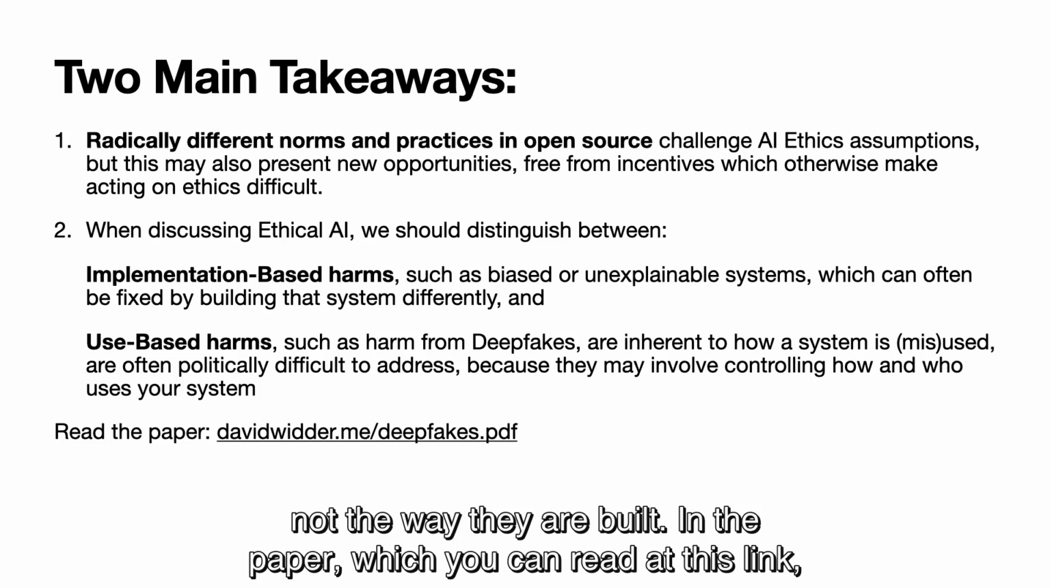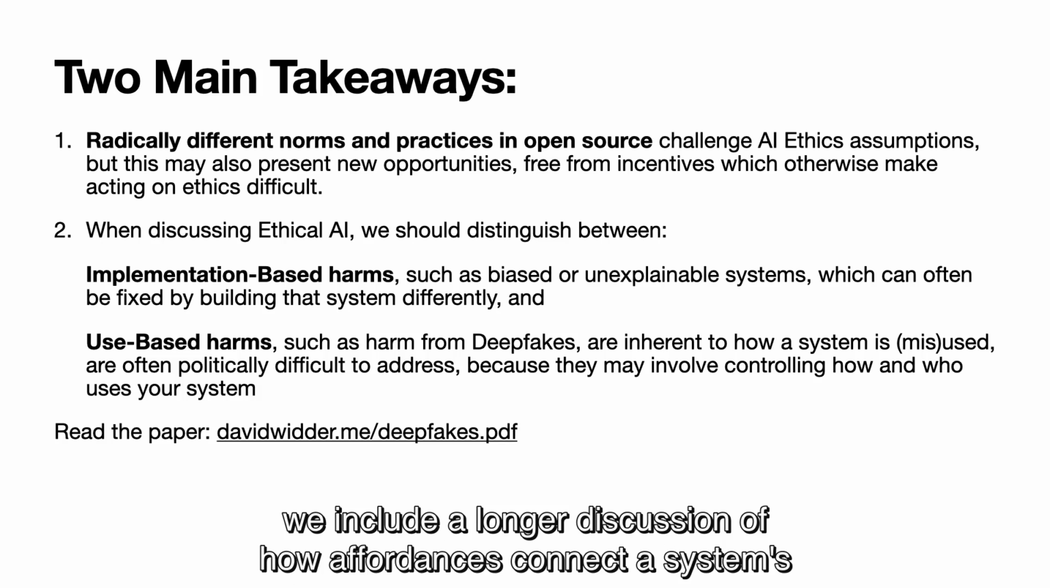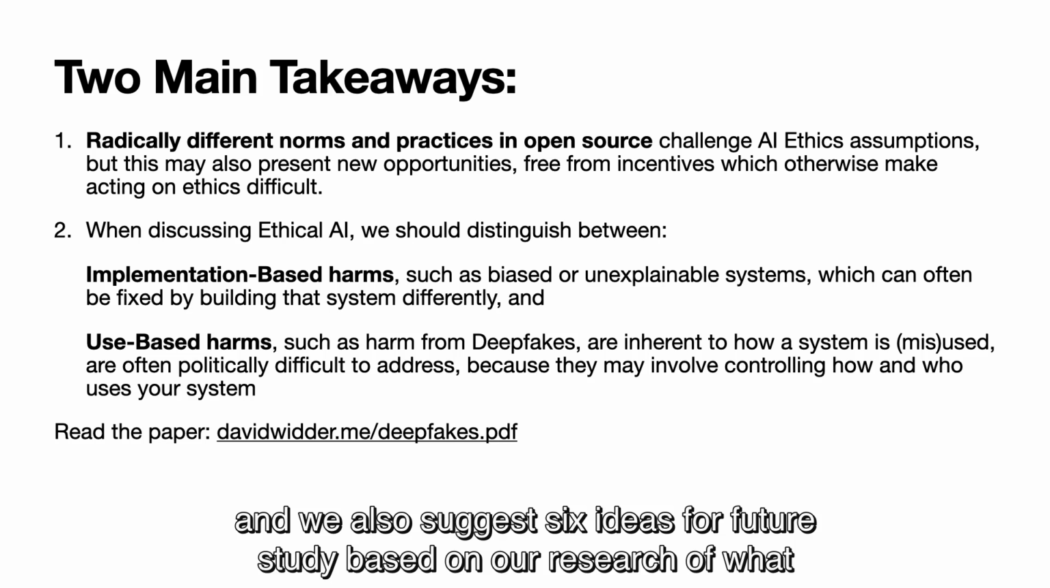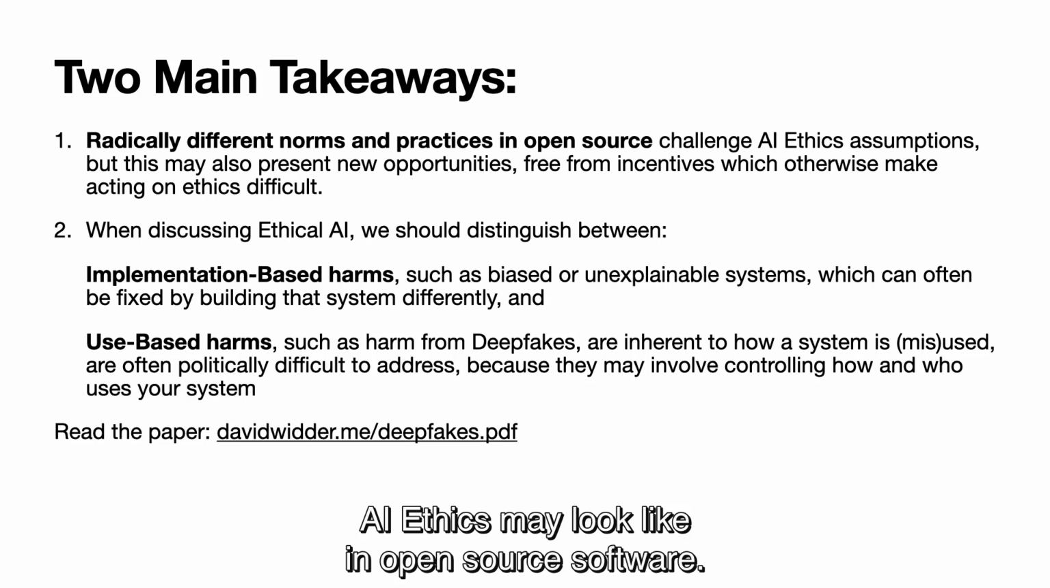In the paper, which you can read at this link, we include a longer discussion of how affordances connect a system's implementation to its possible or likely uses, and we also suggest 6 ideas for future study, based on our research, of what AI ethics may look like in open source software.